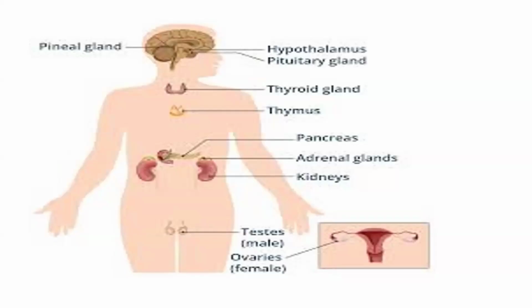Then moving to the neck region, we have the thyroid gland. A little bit away from the thyroid gland, we have the thymus. Close to the thymus, just a little bit below the thyroid, you have the parathyroid glands. Then moving further, we have the pancreas. On top of the two kidneys, we have the adrenal glands. Then from there, we have the gonads. The gonads are basically the male testes and the female ovaries, the ones that have to do with the reproductive system.